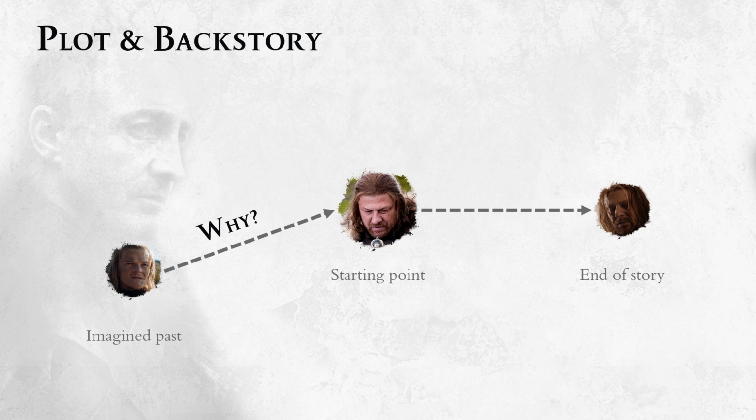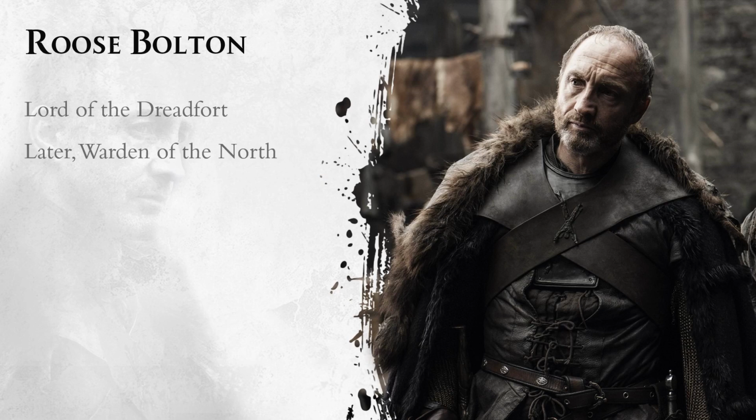And that is a very efficient way of characterization. In Game of Thrones, there are many scenes where backstory is used to describe what a character is like right now, and we'll take a look at a few examples. Starting with Roose Bolton, who is the Lord of the Dreadfort and later becomes the Warden of the North after betraying Robb Stark at the Red Wedding.